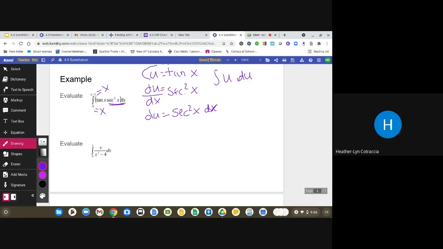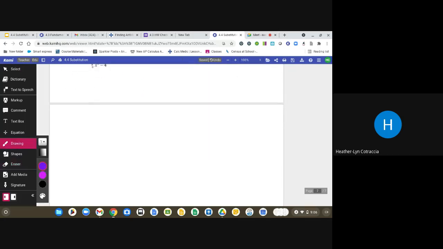And what we have is that u is equal to tangent of x. So my upper bound, u, will be equal to tangent of pi over 3. And my lower bound will be tangent of 0. Well, tangent of 0 is easy. That's just 0. So that's going to stay like that. Now, tangent of pi over 3. I think I may have noticed this page not being blank.